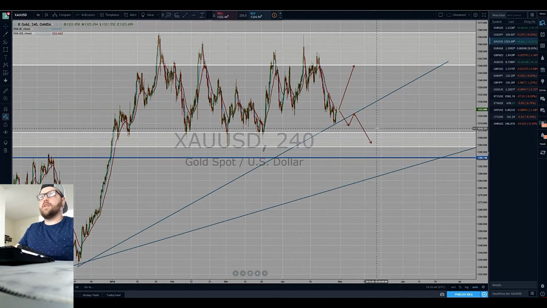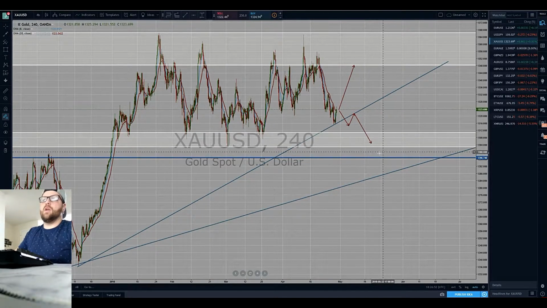So once price enters this zone, if it does enter this zone this week, we'd be looking for a break out of this zone or a rejection of this zone. Either way, if we get a rejection, then we'll be looking for a retest and then continuation upward. If we do get a break out of the bottom, we'll be looking for a retest and then continuation down to this trend line down here. But that's what I see for gold this week.